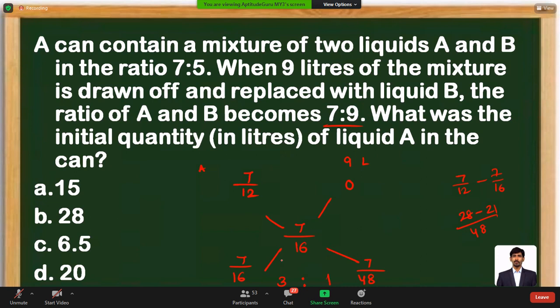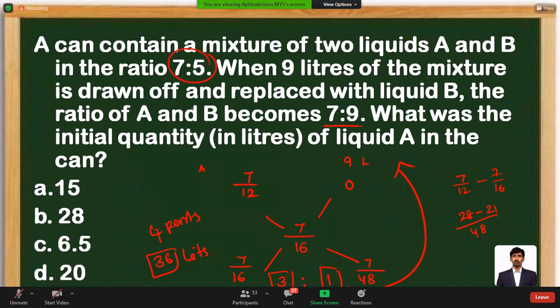So what is the meaning of 3:1? 3 parts of A and 1 part of B. So initially there was a total of 4 parts. But 1 part value is given as 9 liters, then 4 parts will be 36 liters. So initially 36 liters was there.